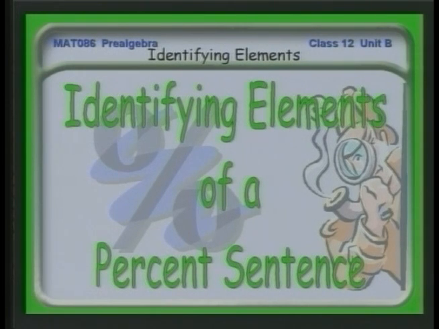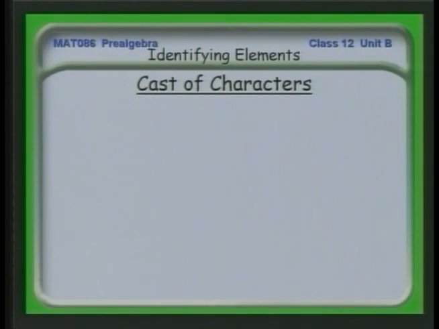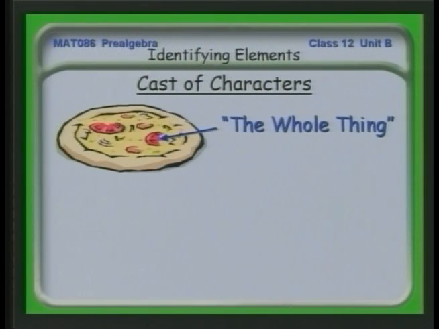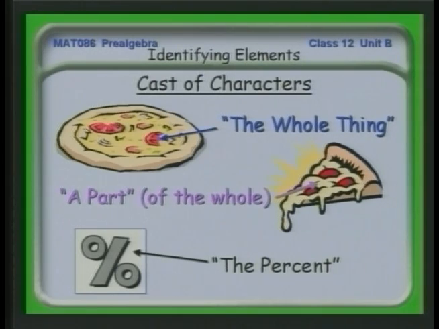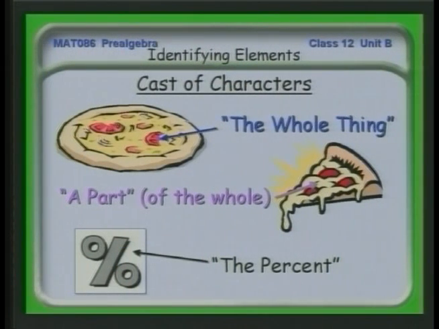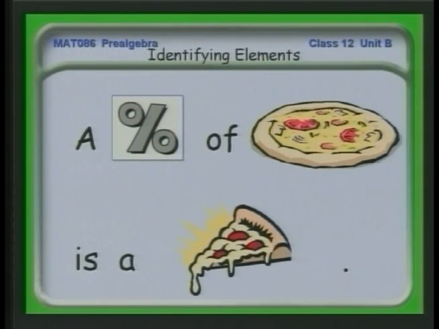Let's look at the elements of a percent sentence, and I've already talked a little bit about it. Here's the cast of characters. First of all, you have the whole thing, the original price, and so forth. Then you have some part of the whole, and the third character in our cast is the percent, and that relates the part to the whole thing. Let's see how these things are hooked together. What we say is some percent of the whole is equal to a part, and that's the sentence that we need to identify.